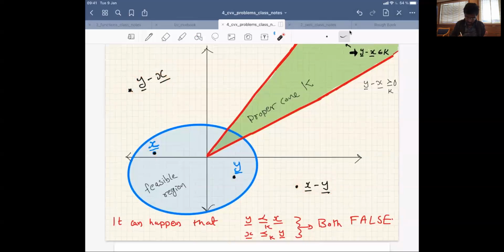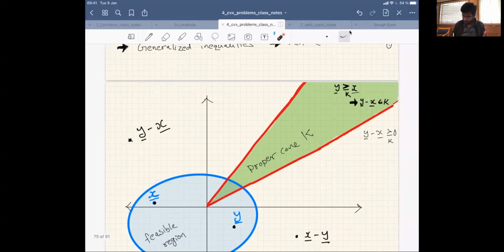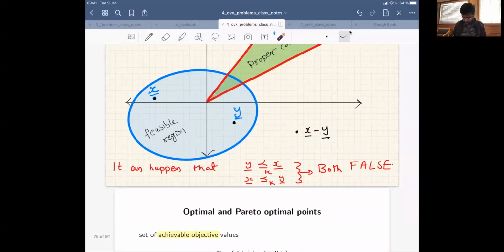So in this case, y minus x doesn't belong to the cone. x minus y also doesn't belong to this cone, right? So it can happen that both of these inequalities, y is less than or equal to x, or x is less than or equal to y, are both false. So this is a major problem here. Okay, got it?